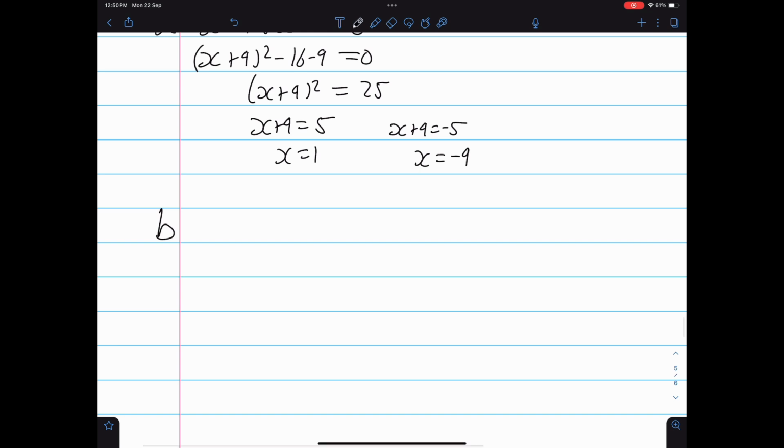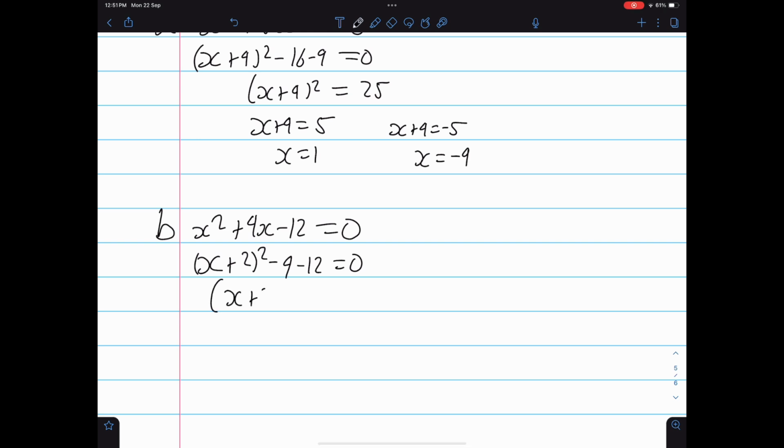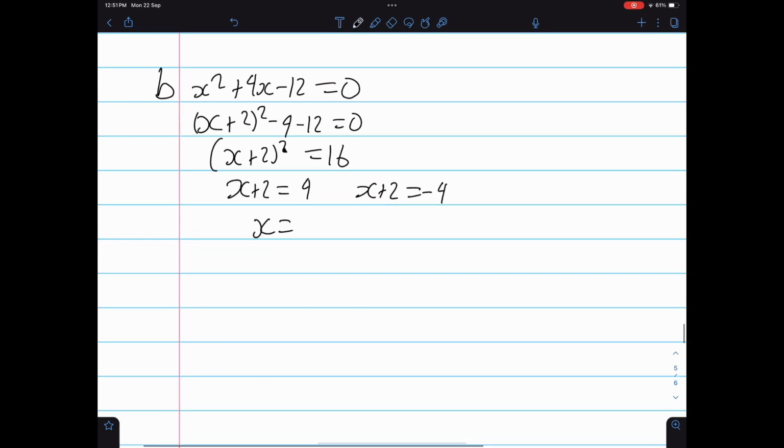Next one, x squared plus 4x minus 12 equals 0. x plus 2 squared minus 4 minus 12 is 0. So this means x plus 2 squared is equal to 16. x plus 2 equals 4. x plus 2 equals minus 4. x equals 2 or x equals minus 6.